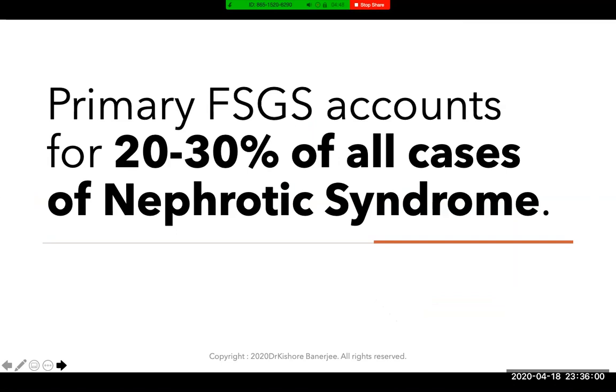As I mentioned, this is one of the major causes of nephrotic syndrome in the world, comprising 20 to 30% of all cases of nephrotic syndrome. Other causes of nephrotic syndrome are membranous nephropathy in adults and minimal change disease in children. IgA nephropathy can also cause nephrotic syndrome. Membranoproliferative glomerulonephritis, MPGN, can cause nephrotic syndrome, and secondarily nephrotic syndrome could be caused by diabetes mellitus, amyloidosis, SLE, drugs, and many other causes.